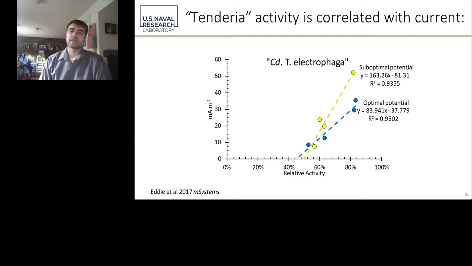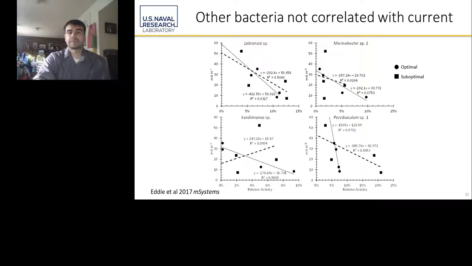But if we look at the percentage of Tenderia within that community, we actually see that there is a correlation between a community that has more Tenderia and a community that's making more electricity. So this was another thing that's supporting the idea that Tenderia is the organism that's actually transferring the electrons from the electrode. If we look at some of the other bacteria in the community, we see a negative or no correlation with the amount of current that's generated.